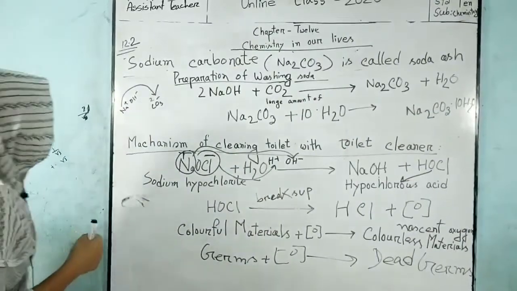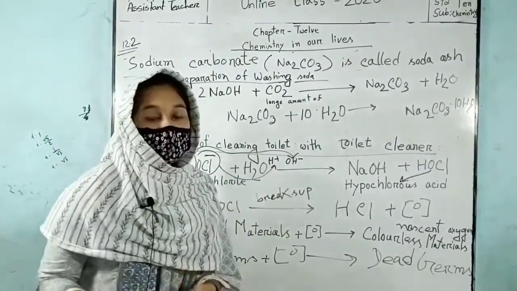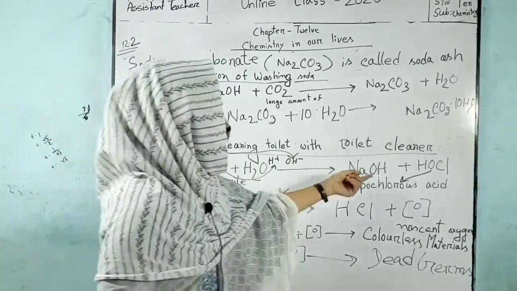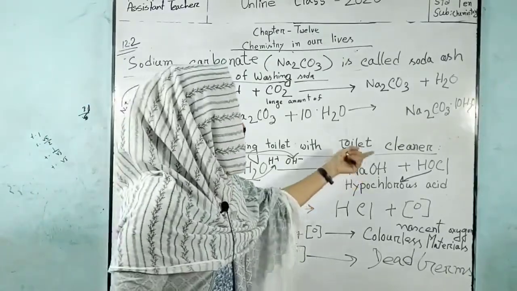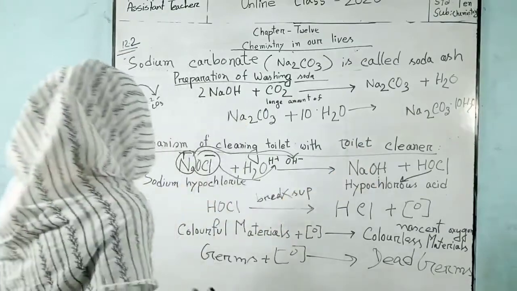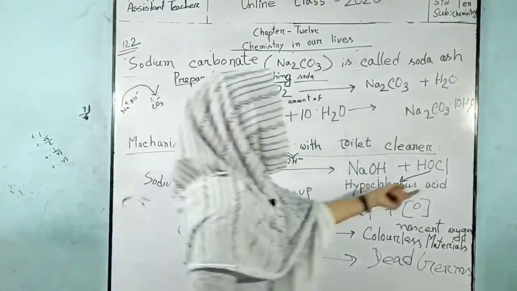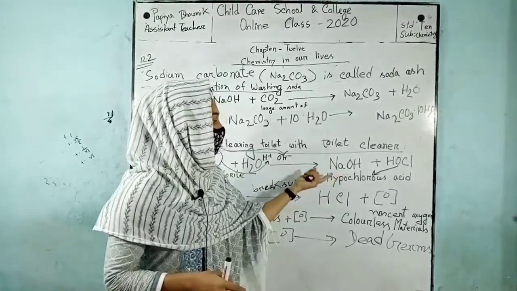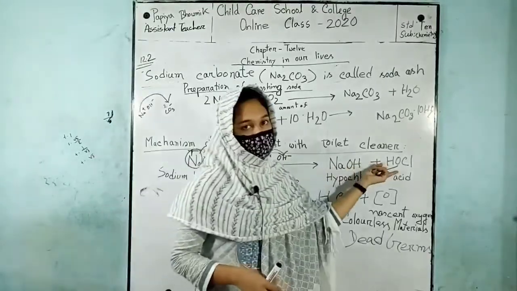When the toilet cleaner is used in the toilet, sodium hydroxide is a very important ingredient of the toilet cleaner, and the second ingredient is hypochlorous acid. So these are the main ingredients of our toilet cleaner.